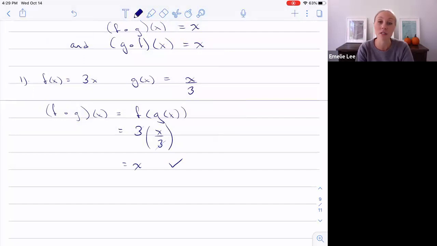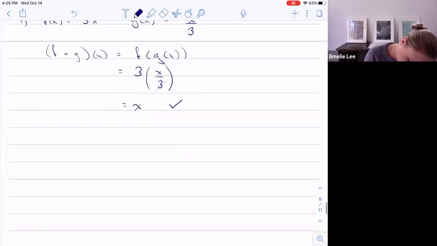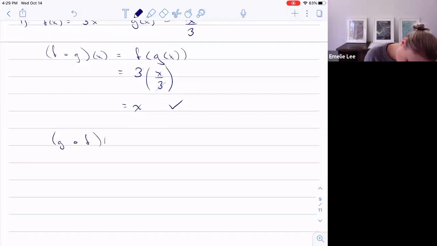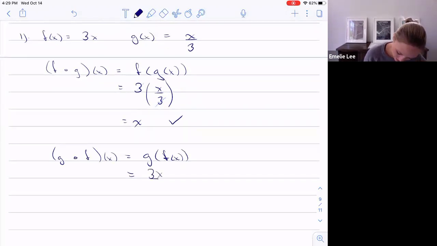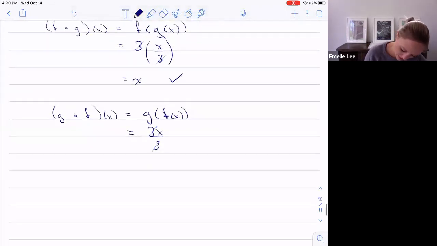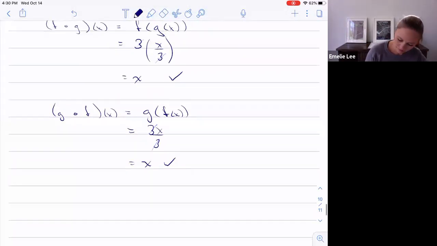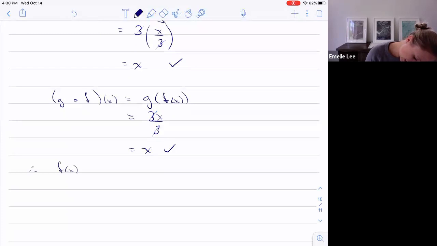Now, we have to do the opposite. G composed with f also has to equal x, and then we can conclude that these two are inverses of each other. G composed with f of x is g of f of x, which is 3x divided by 3, and again, I'm left with x. Therefore, f of x and g of x are inverses of each other.